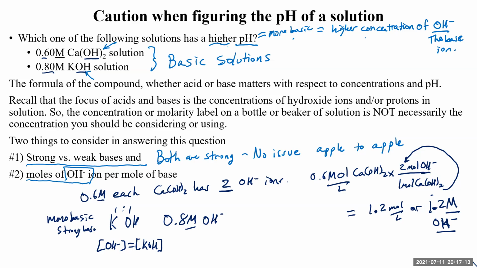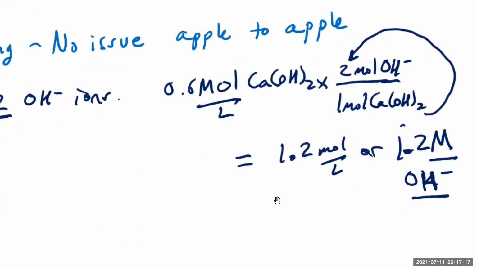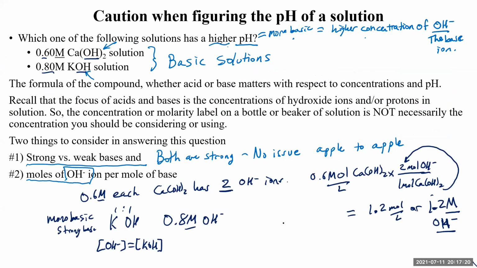So which one do we have more of? Well, 1.2 clearly is bigger than 0.8. So 1.2 is greater than 0.8. Therefore, this is our winner. The calcium hydroxide, which ostensibly has the lower concentration, actually has the higher concentration of the most important ion for bases. It has double the number of hydroxide ions. So which of the following solutions has a higher pH? The answer: calcium hydroxide has the higher pH.